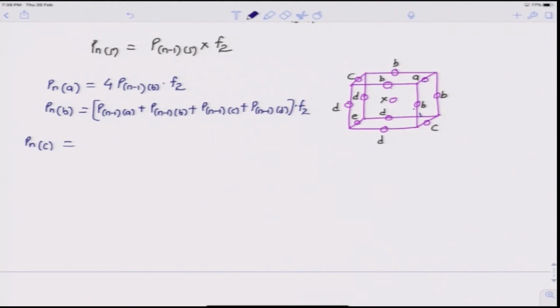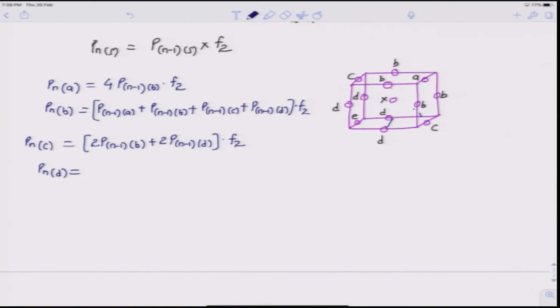Similarly, for C, if we consider any C atom, the common nearest neighbors between C and X are 2 B atoms and 2 D atoms here. So, this should be 2 times P n minus 1 of B plus 2 times P n minus 1 of D times F2.